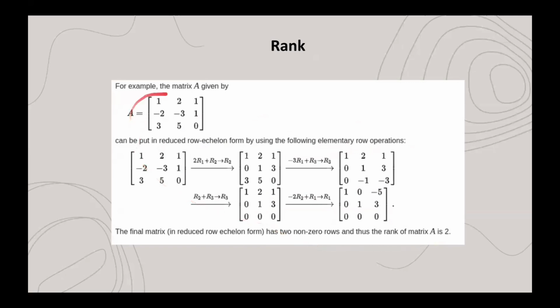Consider this example here. To find the rank of A, we need to determine the maximum number of linearly independent rows or columns. One way to do this is by transforming the matrix into its row echelon form using Gaussian elimination. This means we perform row operations until the matrix looks like a staircase of zeros. So here we have the matrix in row echelon form. To determine the rank, we count the number of non-zero rows. In this case, there are 2 non-zero rows. Therefore, the rank of the matrix is 2.